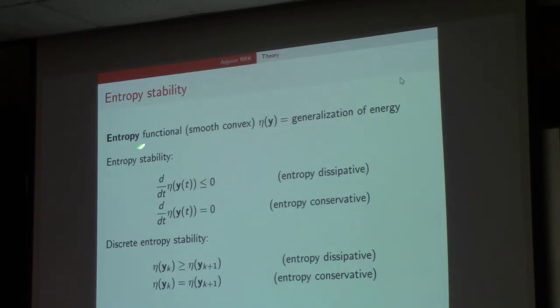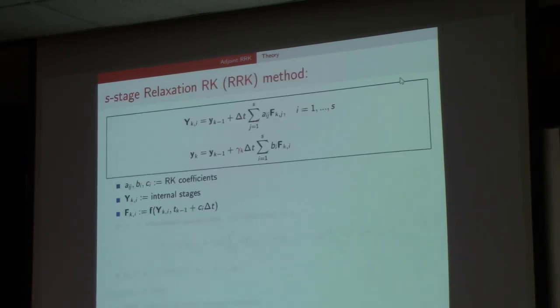Okay, so entropy is a functional, it generalizes energy. We say a problem is entropy stable if the entropy is not increasing as a function of time. It's conservative if the entropy is constant. This is the discrete version of that. As you're stepping forward in time, are you decreasing entropy or are you conserving entropy? So relaxation Runge-Kutta preserves entropy stability or conservation of the continuous problem.